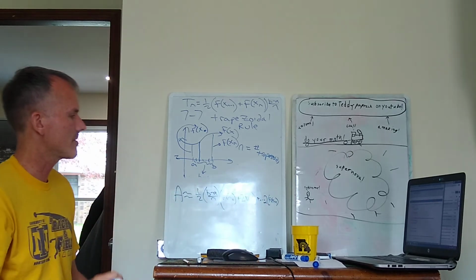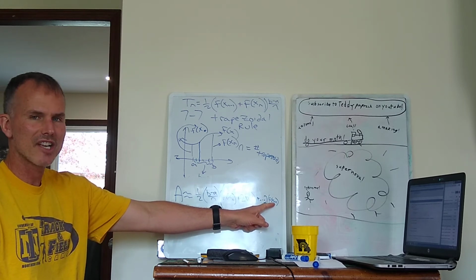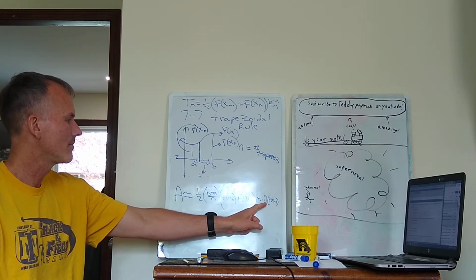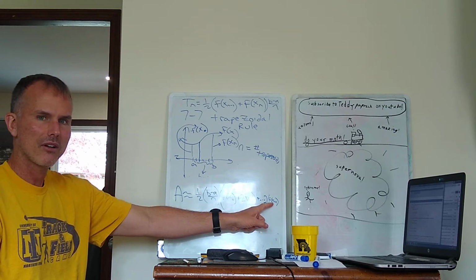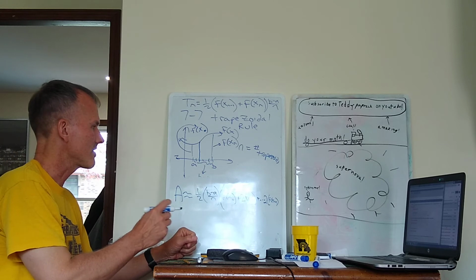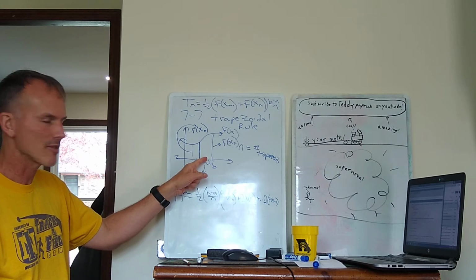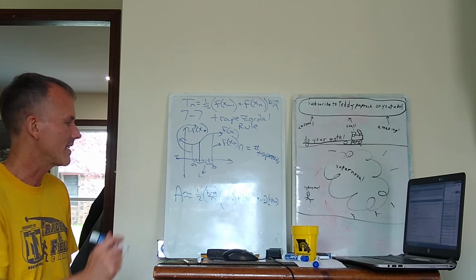Okay. Shoot, I don't know if you can see that. I wrote 2 times f of x sub n minus 1. That's 2 times the base called f of x sub n minus 1, because that second to the last base is still used twice. Once for the second to the last trapezoid and once in the very last trapezoid.